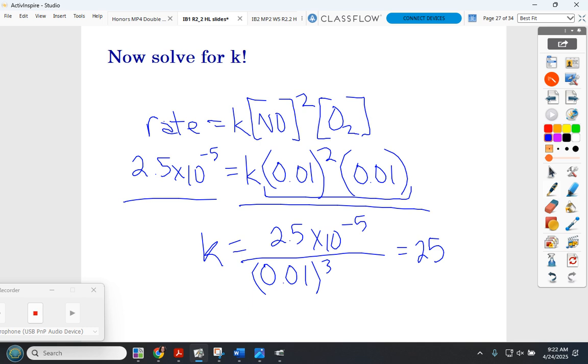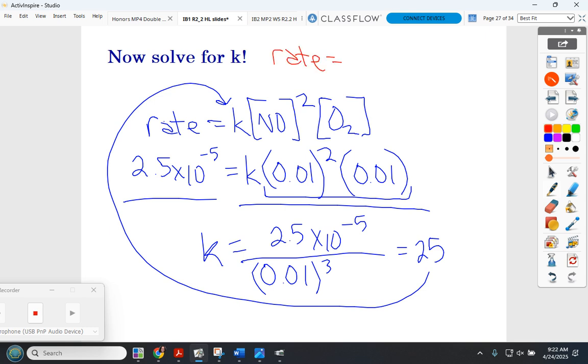But assuming I didn't screw that up, then we can plop that into our rate equation, and we can say that the rate is equal to 25 times squared times 2. All right.